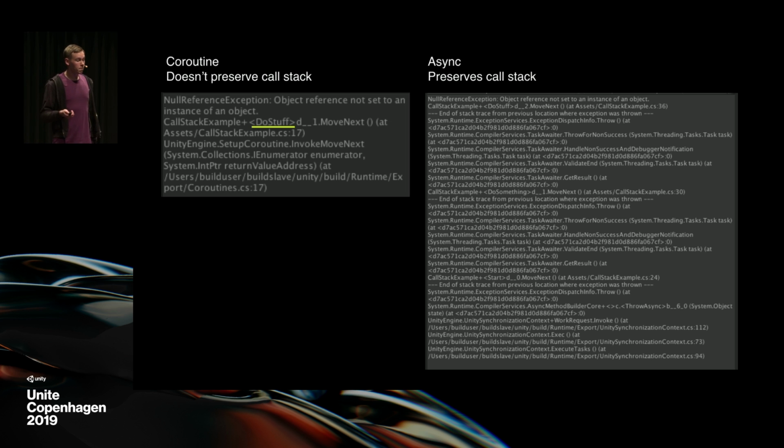Async, on the other hand, does give you all this information. It's a bit messy, but it's there. Here we see that do stuff was called by do something, which was called by start. Maybe we didn't have a button field set in start, and that's why we get the exception. Now we have something to work with. The output is messy, but you'll get used to it.